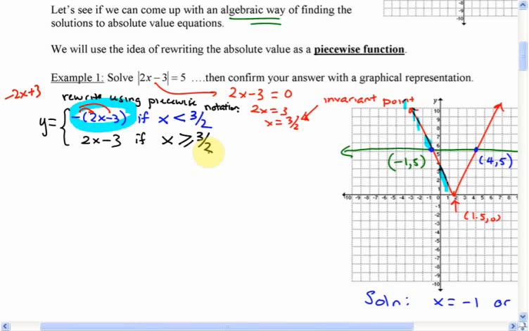So, here's what I'd like you to understand. You see how you split up the absolute value graph into two parts? Well, guess what? I'd like you to split up this equation into two parts. Let's call case number 1 the part where x is less than 3 halves. Let's call case number 2 the part where x is greater than 3 halves. Two separate equations.